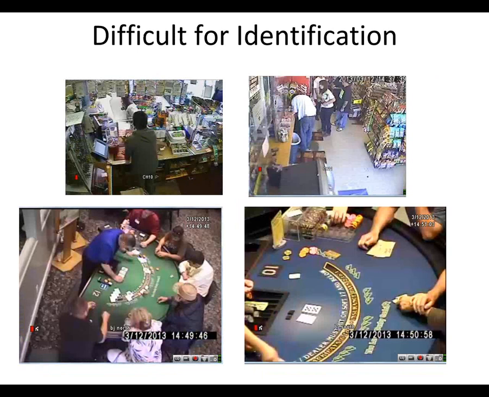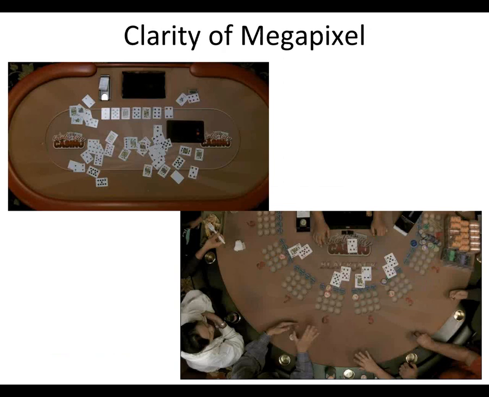These are pictures from a regular analog camera. As you can see, identification is almost impossible, whether it be a grocery store, a liquor store, or in most cases a casino, where identification is very critical. Here's a sample of a 2 megapixel camera. As you can see, the picture quality is drastically improved. You can clearly identify the suits and what kind of cards they are.